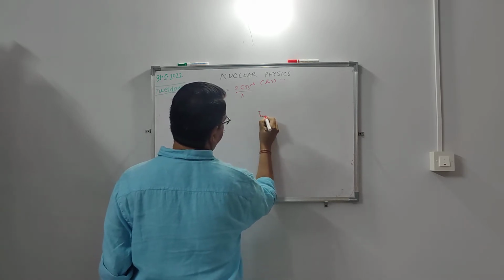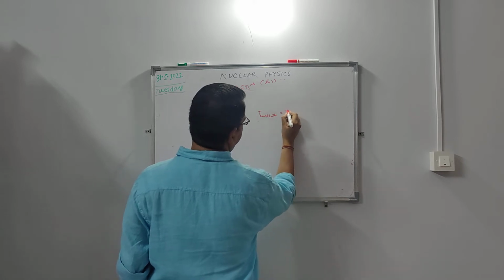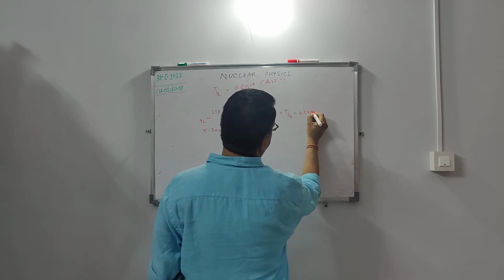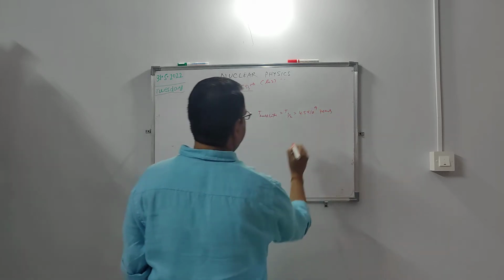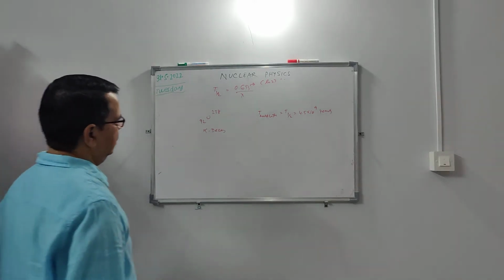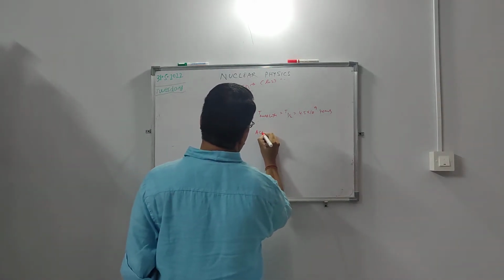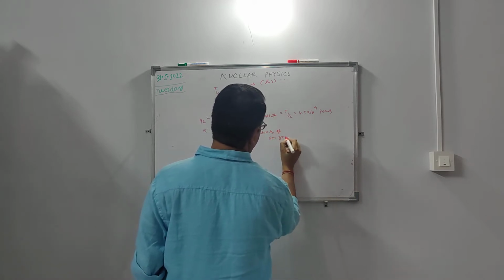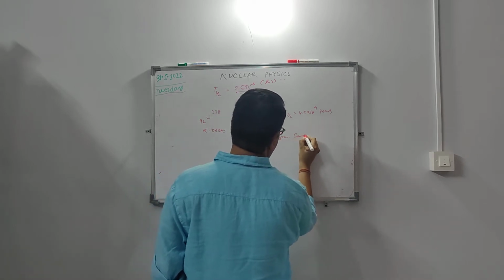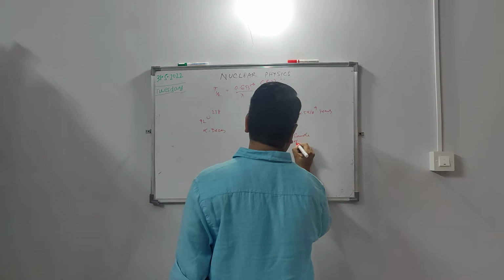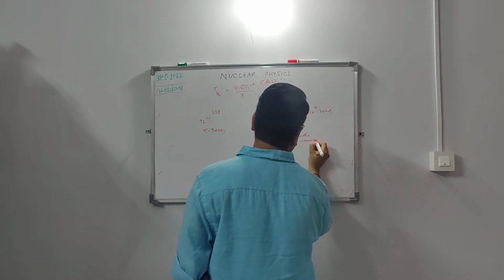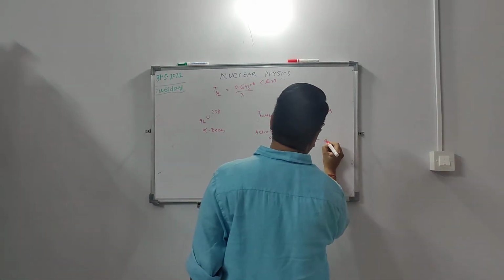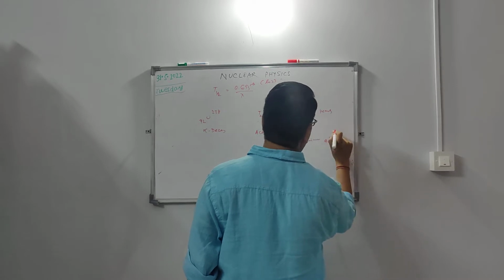T half is equal to 4.5 into 10 power 9 years. What is the activity of 1 gram sample of uranium 92 U 238? That means you have to find the decay rate.